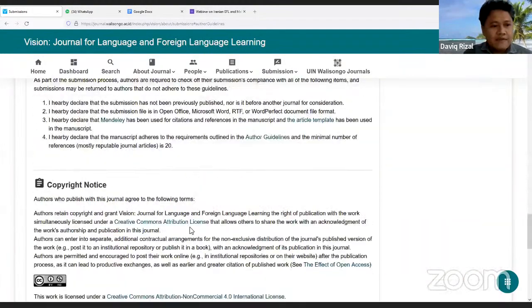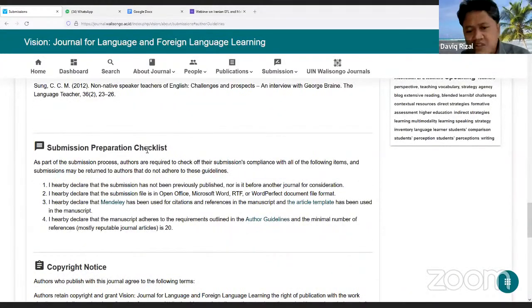You also have the submission preparation checklist. Number one, make sure that the submission has not been previously published, nor is it before another journal for consideration. Then the submission file is in OpenOffice, Microsoft Word, RTF, or WordPerfect document file format. And number three, Mendeley has been used for citation and references in the manuscript, and the article template has been used in the manuscript as well. This is the article template.